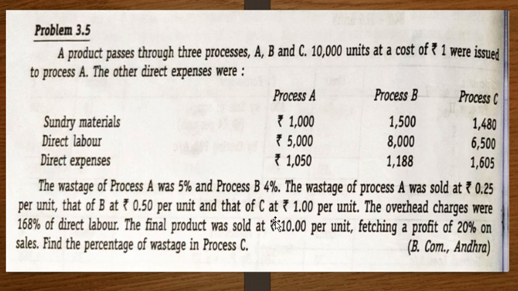The scrap value is given, which is sold at rupees 1. We need to find out how many units are being lost in process C. So we can find out the amount directly, and with that amount we can find out the percentage. Let us get into the calculation of how to find the loss incurred in process C, the normal loss which is incurred.